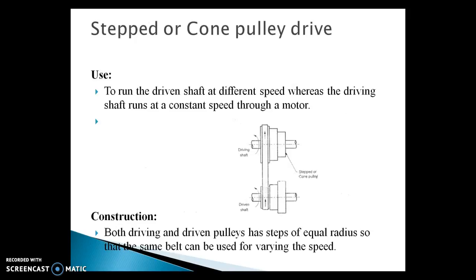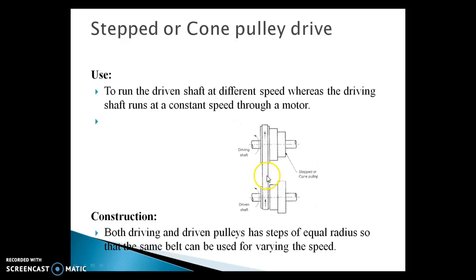The other one is stepped or cone pulley drive. We can see this is the driving shaft and this is the driven shaft. Both have the cone type of pulleys. Here the pulley size is big, the pulley size is small, the pulley size is medium, and this is medium. Here the small and the big one. So this belt can be shifted onto any one of the pulleys, and it can be utilized to obtain 3 into 3, totally 9 different speeds normally. But here preferably it is given only 3 different speeds.